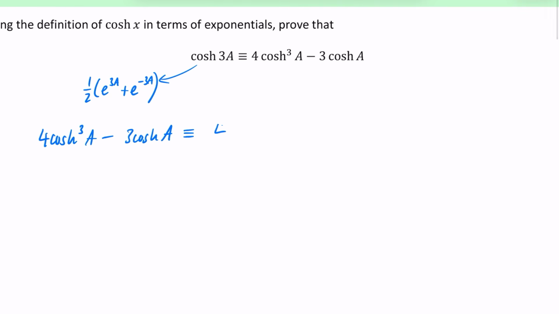So we're going to be doing 4 multiplied by cosh a all cubed. By the way, I should mention I've started with this side that I want to work on because it's the messier side. There's more stuff to do with it. It's going to be a lot harder to manipulate this.